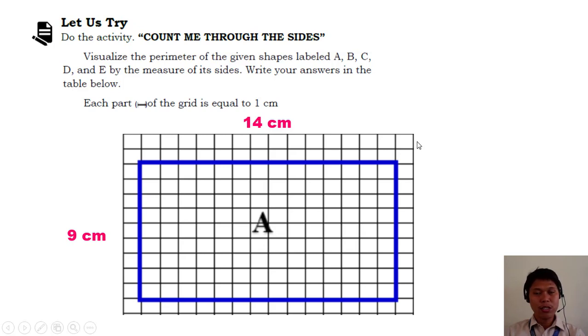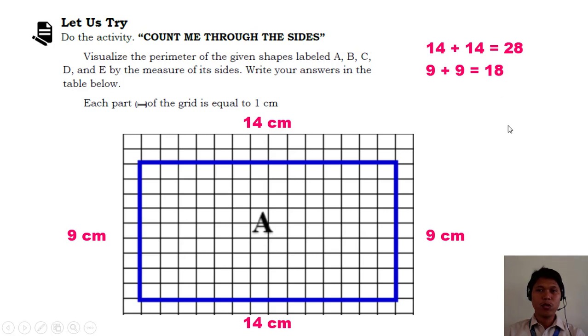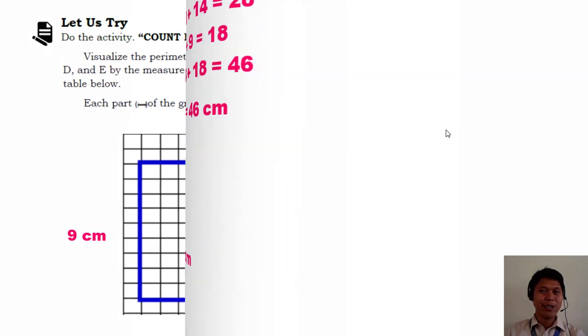So this figure is 14 centimeters long, and how wide is it? It is 9 centimeters. If it's 14, then the opposite side is also 14. The same is true with the width. If this is 9, then this is 9. If you combine all of them, because we are asked to find the distance around this, which is actually the perimeter, we combine 14 and 14 is 28, and 9 and 9 is equal to 18. If we add 28 and 18, it is 46. Therefore, the perimeter of this figure is 46 centimeters. Okay, so that's how you are going to do it.